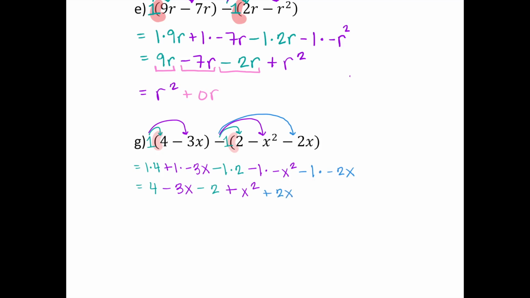Combining like terms, starting with the highest power. Our highest power is 2. There is no other power of 2, and so that is written first all by itself. The next highest power is our x's, so combine those. We have a negative 3x and a 2x. Negative 3x plus 2x is negative x. And then the other like terms are the 4 and the negative 2, which is a positive 2. And so that's x squared minus x plus 2.